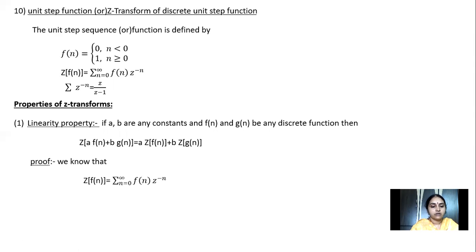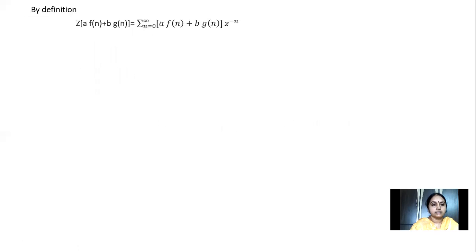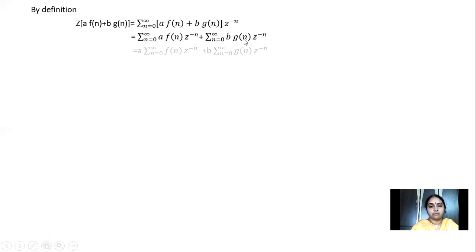We know that. Write the sigma formula, and then for g of n also we can write the sigma formula, and then add both. Z of a into f of n plus b into g of n equal to sigma n equal to 0 to infinity of a f of n plus b g of n into z power minus n. You separate these two: sigma n equal to 0 to infinity a into f of n z power minus n, and sigma n equal to 0 to infinity b into g of n into z power minus n. And then write the constant outside, because this is the sigma, that means n is the variable and a is constant. You write a and b outside.